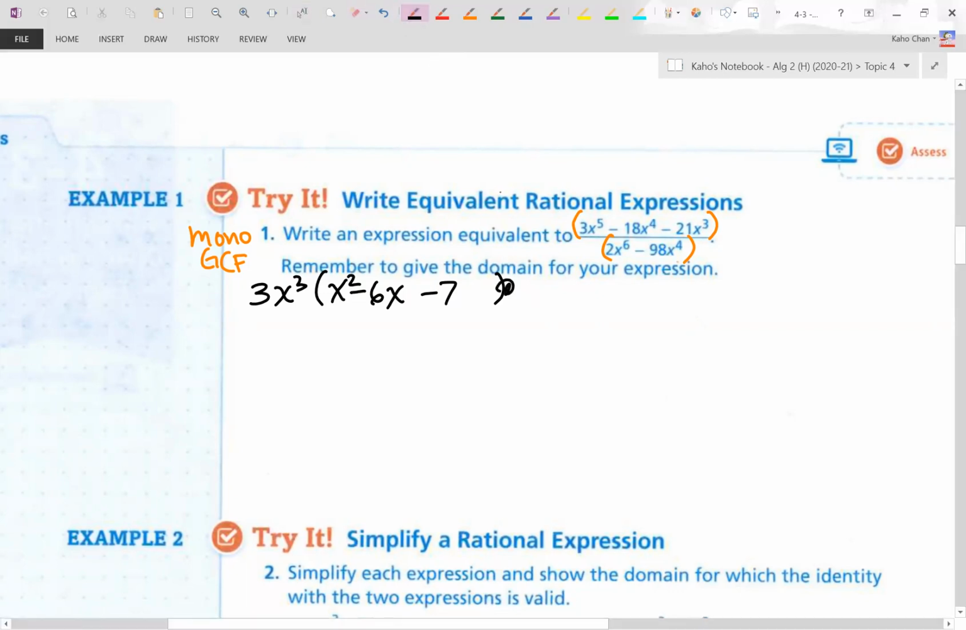Let's go ahead and see what we can do with the denominator. Let's look for the GCF in the denominator. Oh, we have a binomial. I can take out a 2, definitely. And I can take out x to the 4th. When I do that, I'll be left with, let's see, 2 divided by 2 is 1. x to the 6th divided by x to the 4th, you subtract the powers, that's x squared. And then 98, half of that is 49. x, oh, no more x's. Sweet, great, awesome.